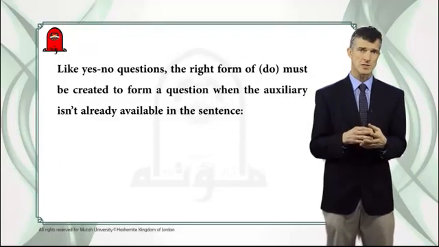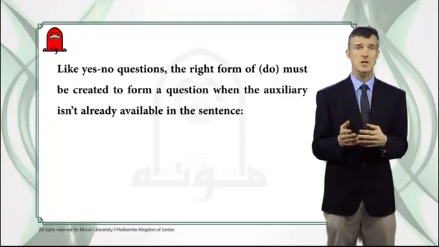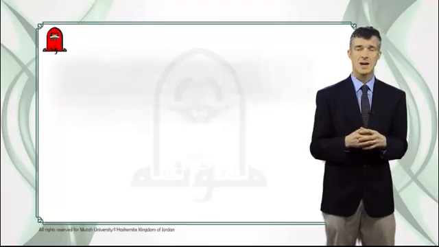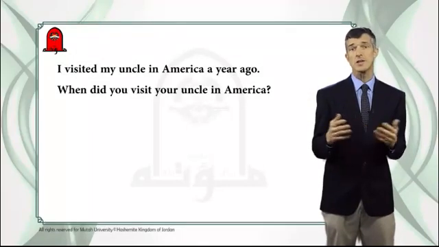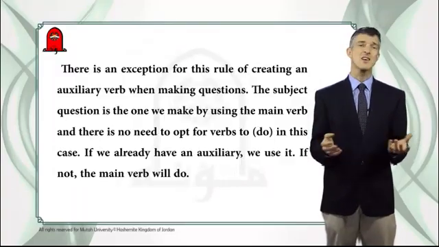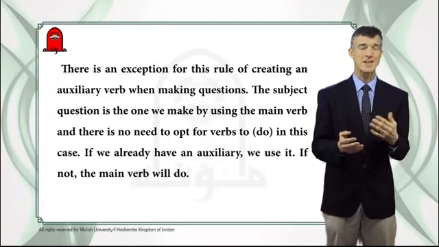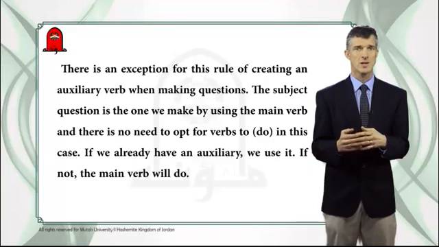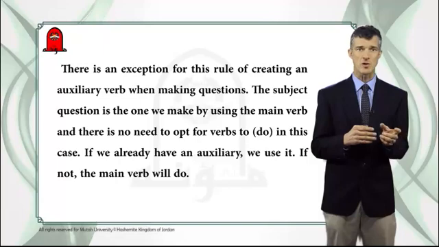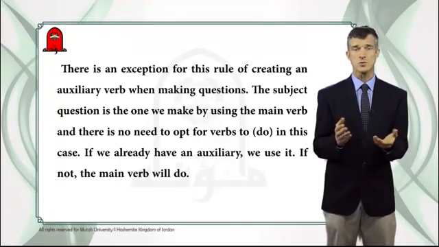Like yes-no questions, the right form of do must be created to form a question when the auxiliary isn't already available in the sentence. I visited my uncle in America a year ago. When did you visit your uncle in America? There is an exception for this rule of creating an auxiliary verb when making questions. The subject question is the one we make by using the main verb, and there is no need to opt for verbs to do in this case.